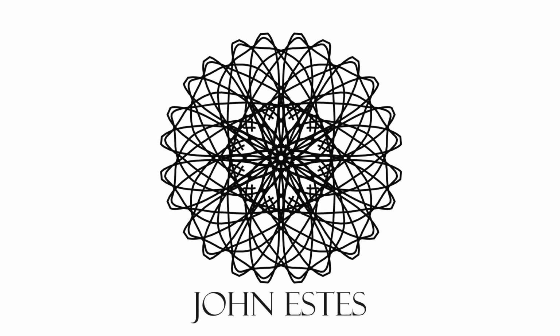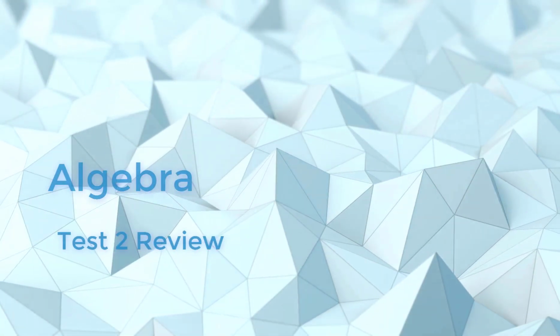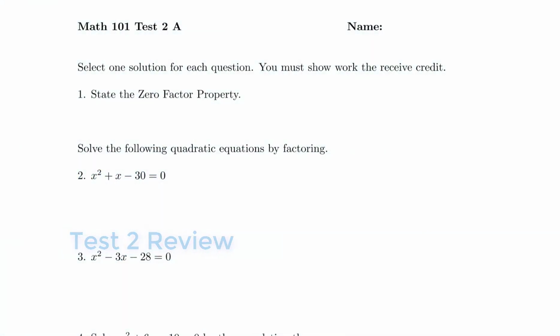We have a test review. I'm going to go through it pretty quickly. If you have any questions, just let me know. Alright, so number one, it says to state the zero factor property, which says something like this.